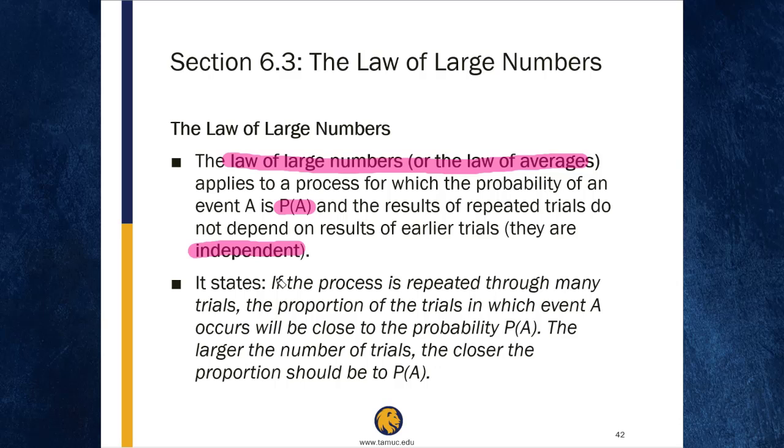The law of large numbers states, if the process is repeated through many trials, the proportion of the trials in which event A occurs will be close to the probability P of A. The larger the number of trials, the closer the proportion should be to the probability of A.